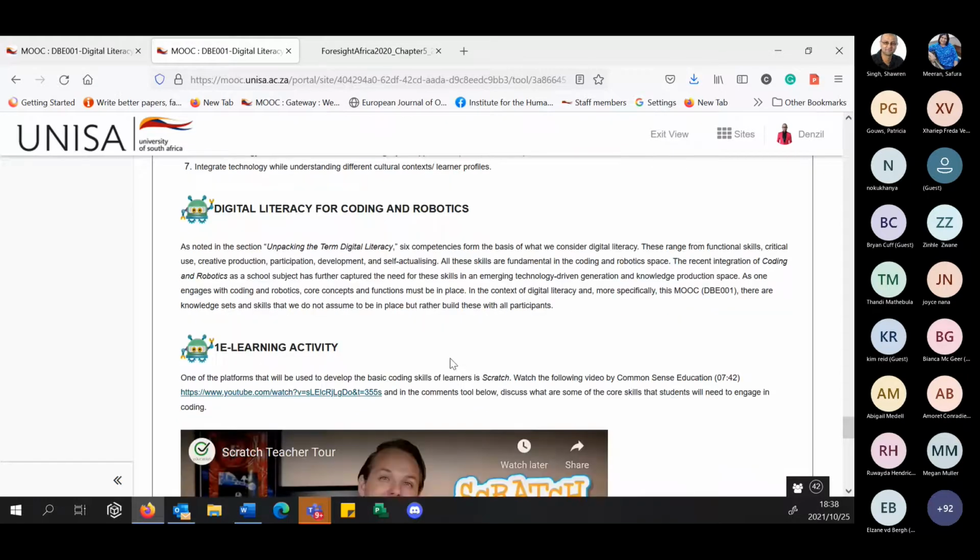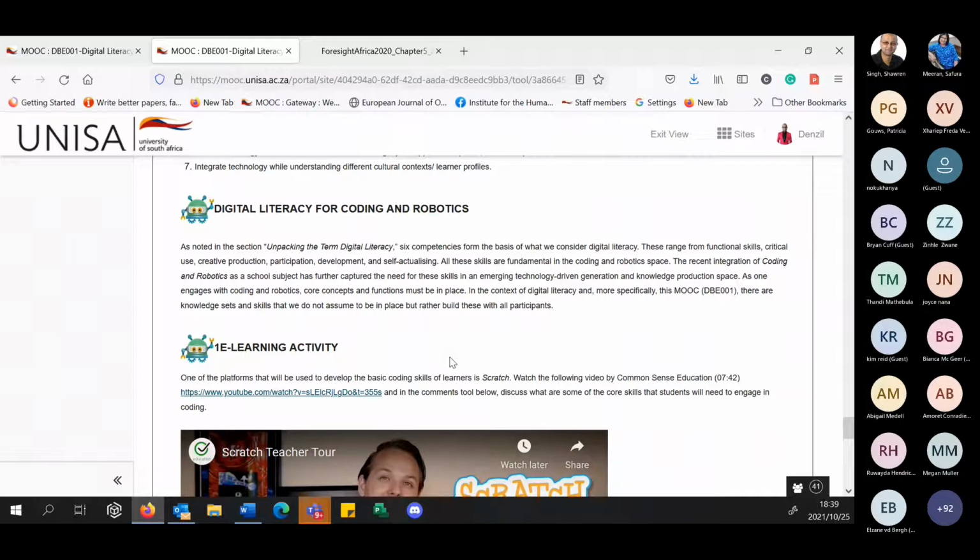And here, as you noted earlier, the 6 competencies form the basis from where we consider digital literacy: functional skills, critical use, creative production, participation, development, self-actualization. All these skills are essential and fundamental for coding and robotics as a school subject, right? They further capture the need for the skills in an emerging technology-driven generation plus knowledge production. But what it also means is that as we engage with coding and robotics, there are core concepts and functions that must be in place as part of this.